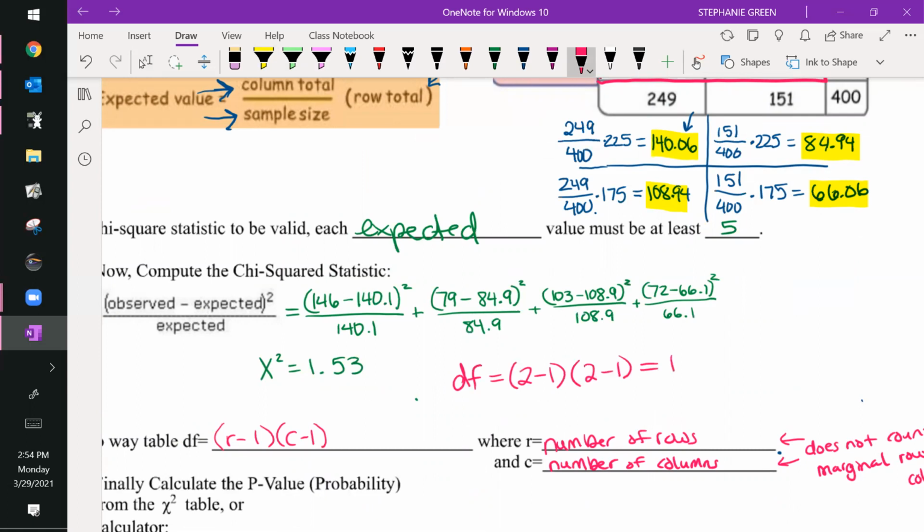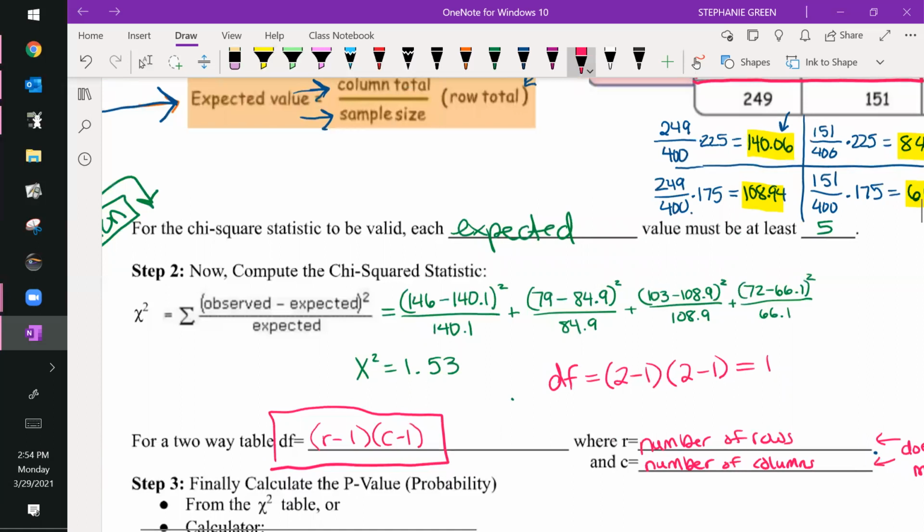So again, that's just using this formula right here. Okay, so we've got a couple of really good formulas on this page that we're going to use quite a bit. I can grab my highlighter. It's always good to highlight these important formulas.